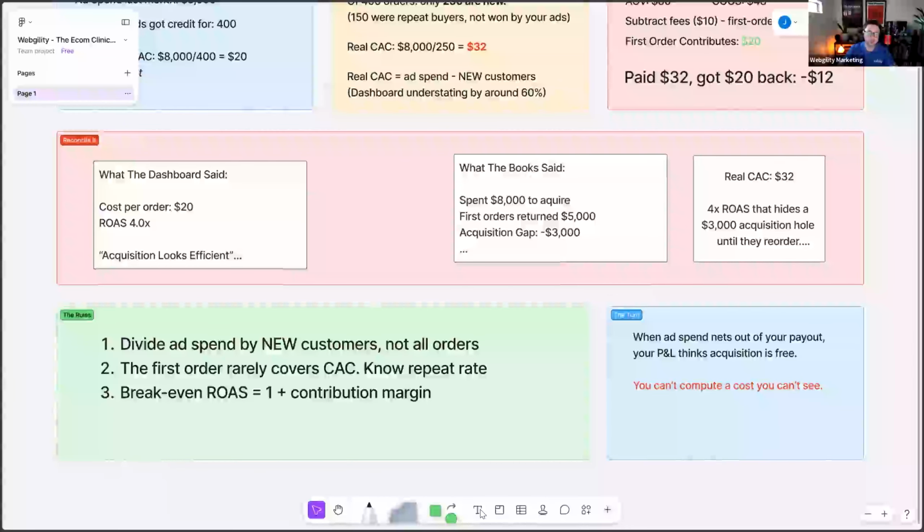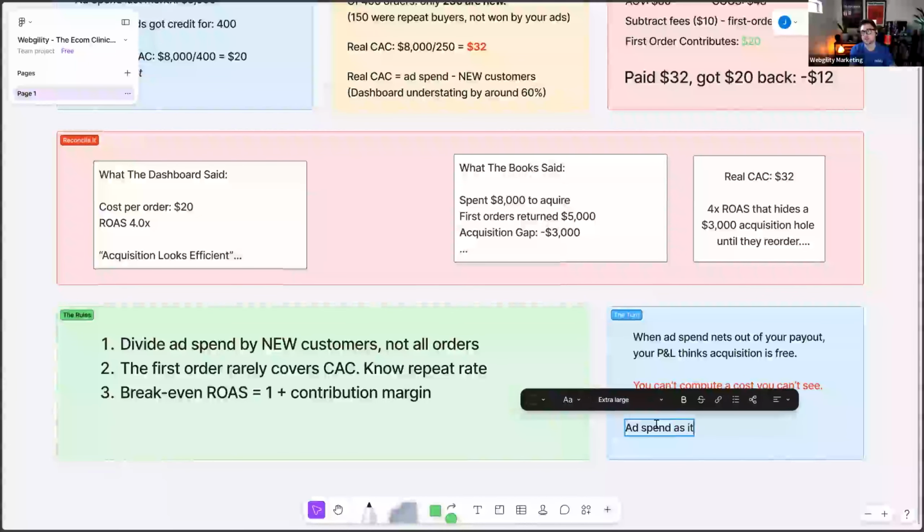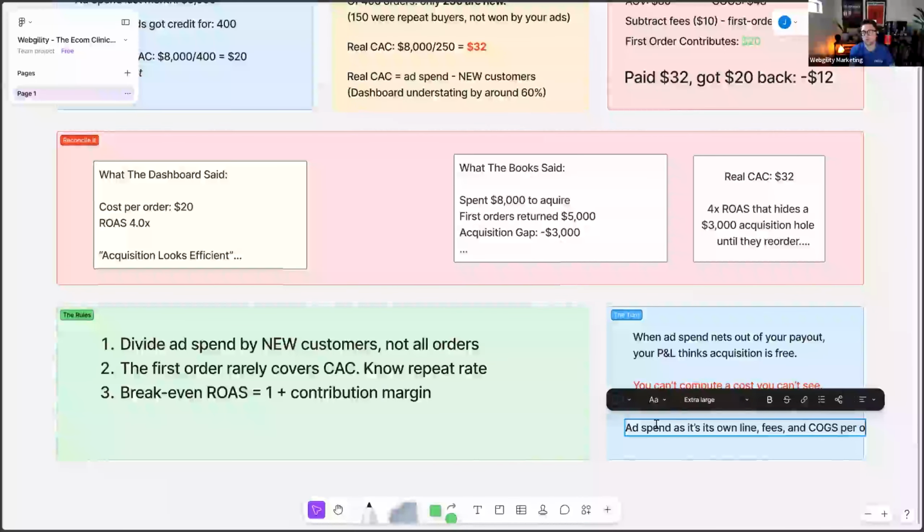And ad spend should be its own line, right? So ad spend as its own line, fees and COGS per order.